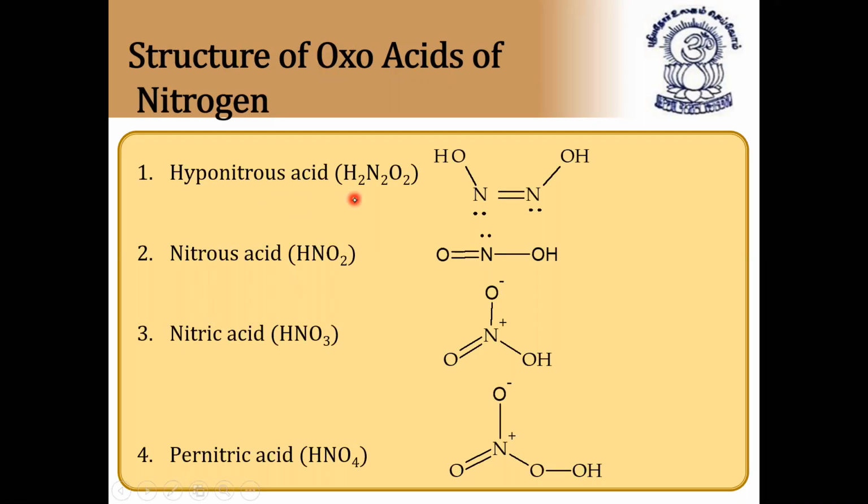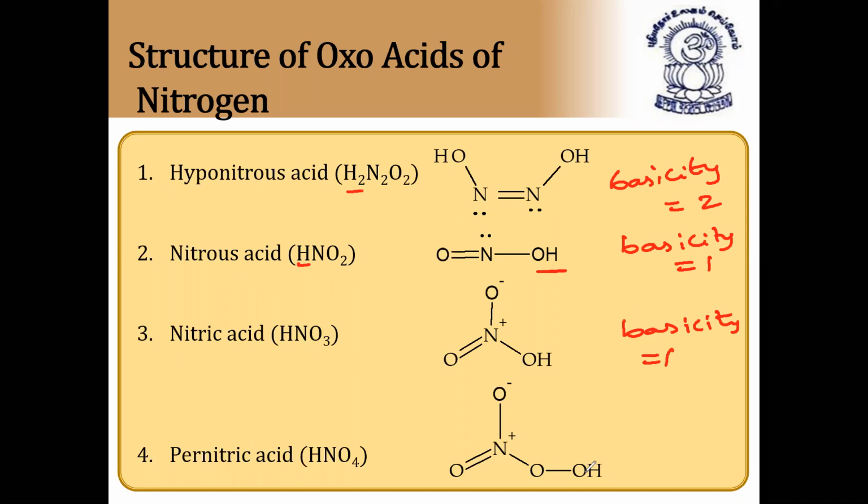So hyponitrous acid, H2N2O2, nitrous acid, HNO2 is the structure. How many OH bonds? Since it has two OH bonds, its basicity is 2. As the acids will have, so basicity they will ask. The basicity of nitrous acid is, since it has only one OH bond, so basicity is equal to 1. And here basicity is 2, it has one hydrogen. So next, nitric acid, its basicity is 1 again, because one OH bond is there. So basicity is equal to 1. And for the last one, basicity is 1 again.